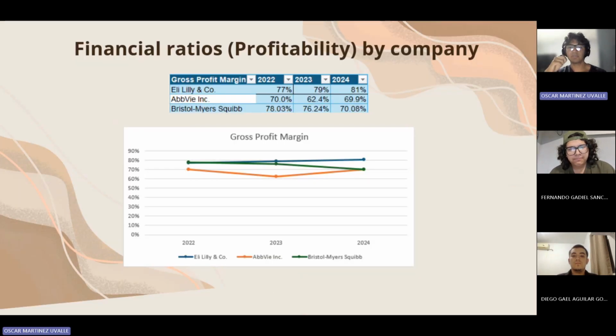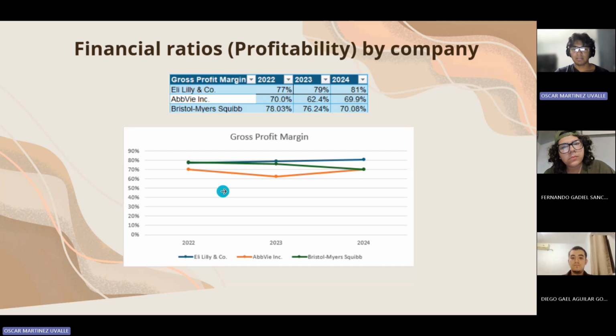First, we have the financial ratios, the profitability ratios, and the first one is the gross profit margin, which is basically the division of the sales by the cost of goods sold. We can see that in Eli Lilly, most of these remain between 70 and 80%. In AbbVie, they remain between 60 and 70, and in Bristol Myers, again between 70 and 80.